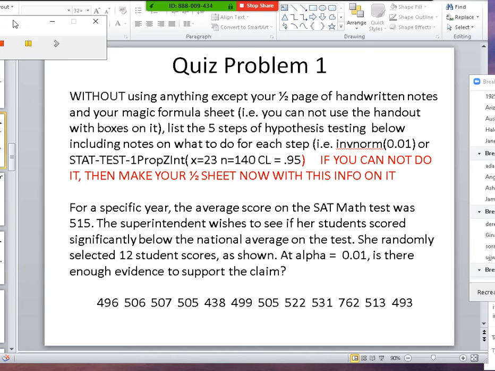Handwritten notes and your magic formula sheet, i.e., you cannot use the handout boxes on it. Oh, yeah, no, go ahead and skip that. Go ahead and start down here, the problem. That's fine. For the specific year.